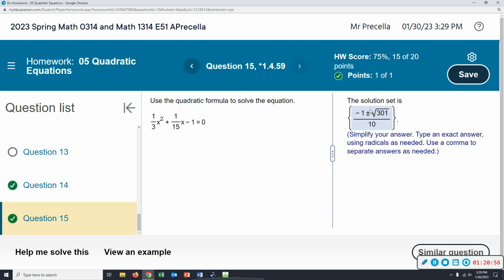Unless they changed the programming from last semester to this semester, they always accept it separated. But if there's an i, it won't take it written all together as one fraction. If it's an i, you've got to split it up.